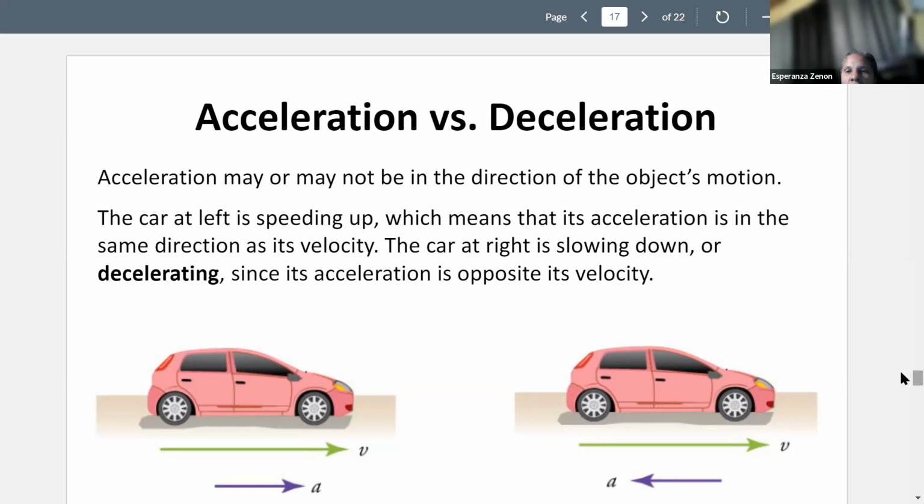Okay. So we're going to only focus on those two extremes. Hit the gas, speed up, acceleration positive. Hit the brakes, slow down, acceleration negative.